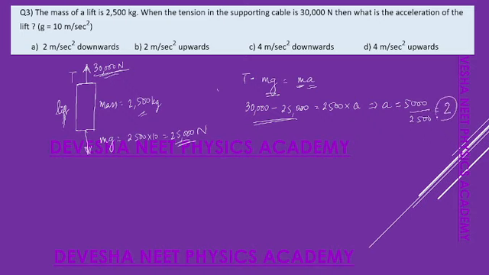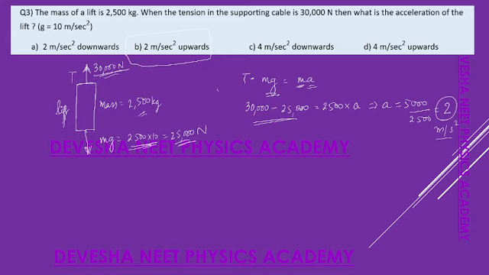So this is 2 meters per second square, right? Now, since the motion is happening, the net tension is more than the gravitational force, which is 25,000. So obviously the movement will happen in the upward direction. That is why the acceleration will be 2 meters per second square upwards. So this will be the answer.